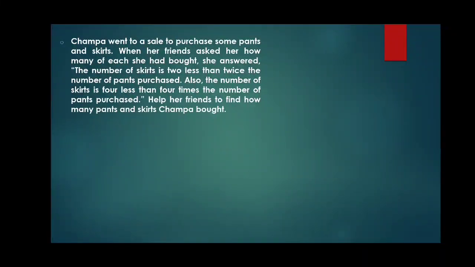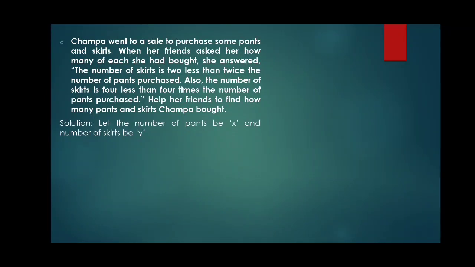Whenever they say less than, that means they are subtracting. Whenever they say 4 times, 2 times, 3 times, that means multiplication. Whenever they say 2 more, 3 more, that means addition. So here she says the number of skirts is 2 less than twice the number of pants. Also, the number of skirts is 4 less than 4 times the number of pants. Help her friends to find how many pants and skirts Champa bought. So we have to determine the number of pants and number of skirts Champa bought.